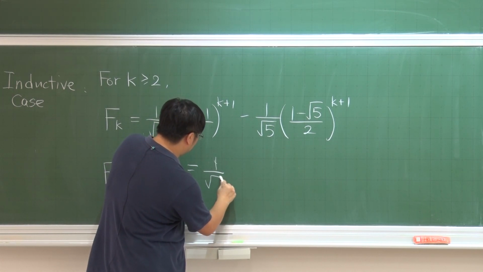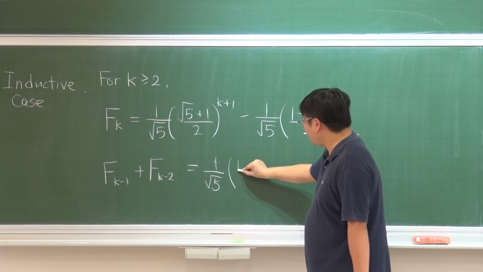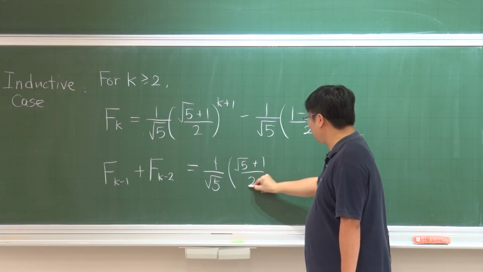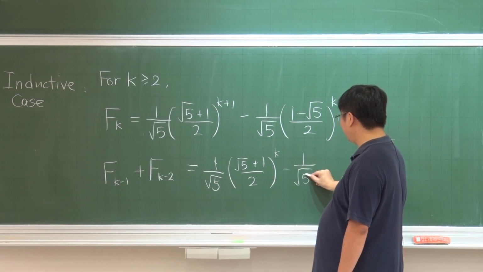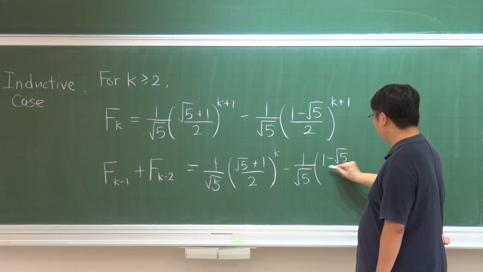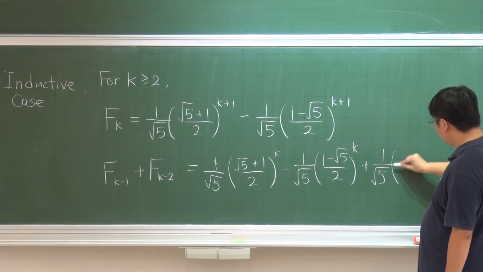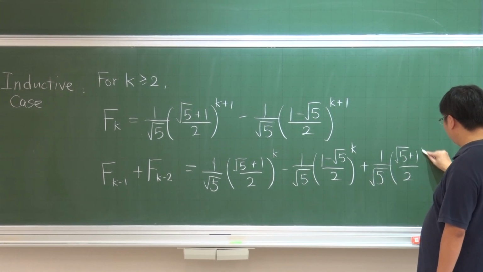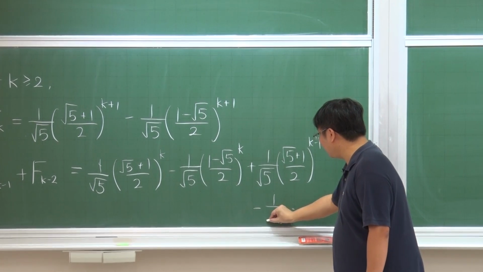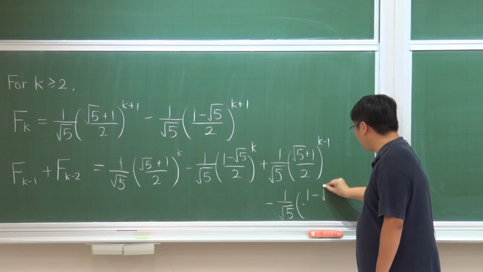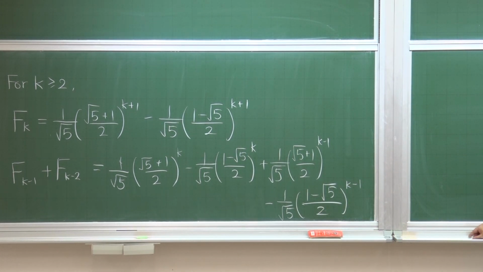So let's copy it. It is 1 over square root 5 times ((square root 5 plus 1) over 2) to the power k minus 1, minus 1 over square root 5 times ((1 minus square root 5) over 2) to the power k, plus 1 over square root 5 times ((square root 5 plus 1) over 2) to the power k minus 1. Not enough space, so let me write it down here: 1 over square root 5 times ((1 minus square root 5) over 2) to the power k minus 1. Is that okay?